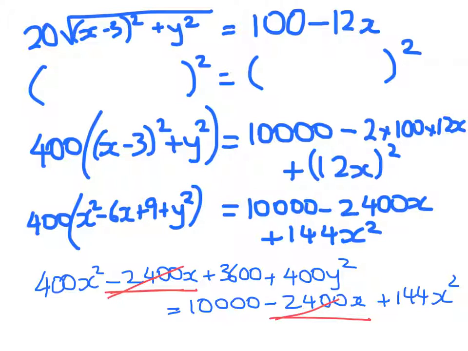Right, now we just need to combine like terms. So let's see what we're left with. Well, we've got 400x squared here, and we've got 144x squared here. So my strategy here is going to be to get constants on one side and x's and y's on the other. So here comes the new slide. So when I subtract, I'm going to get 256x squared plus 400y squared.